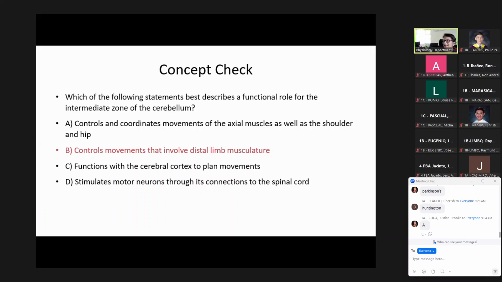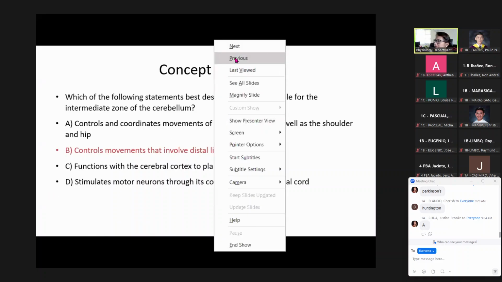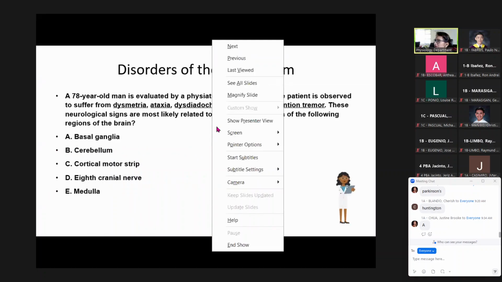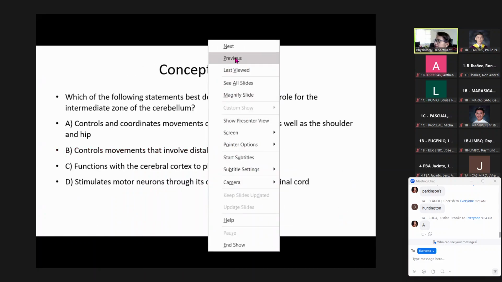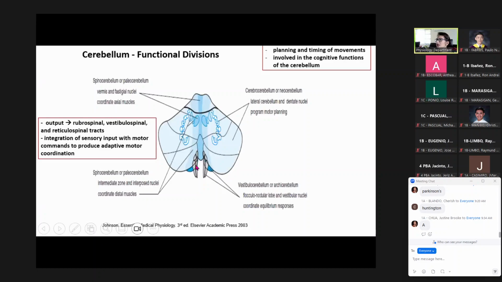B. Ito na, sinagot ko na B. Okay, bakit B? Okay. Yung vermis, babalik ako ah. Okay, yung vermis yun yung nasa gitna eh. Nasa gitna. Okay. So that has something to do with the coordination of axial muscles na nasa gitna rin.